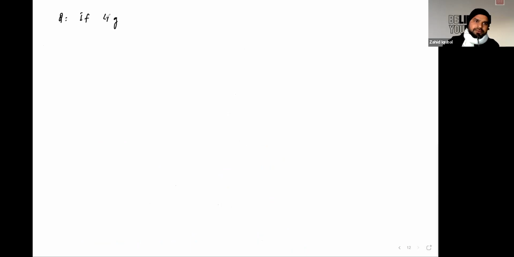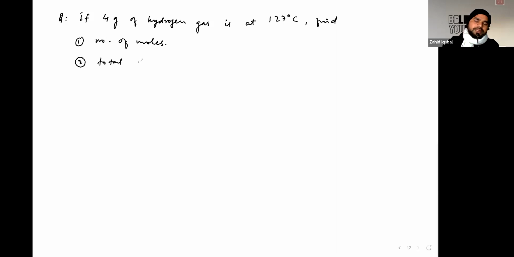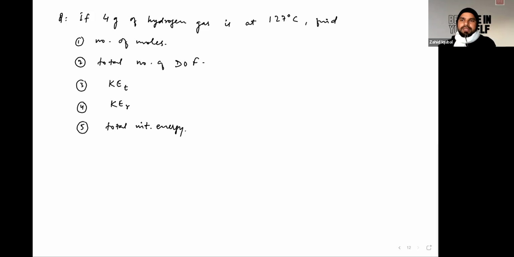If 4 gram of hydrogen gas is at 127 degrees Celsius, find first the number of moles, second the total number of degrees of freedom, third the kinetic energy due to its translational motion, fourth the kinetic energy due to its rotational motion, and fifth the total internal energy. Let me explain how to solve.